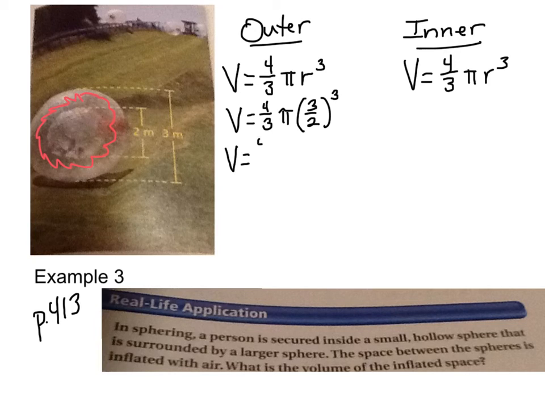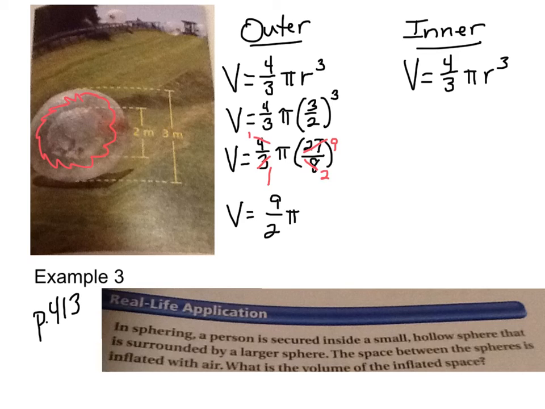V equals, remember, we can do this smartly. We don't have to get decimals here. 3 to the 3rd power is 27. 2 to the 3rd power is 8. I now can multiply, but simplify first. 3 goes into 3 once. 3 goes into 27 9 times. That gives me 9/2 pi. There was no need to use a calculator on any of this, and we didn't have to get decimals.